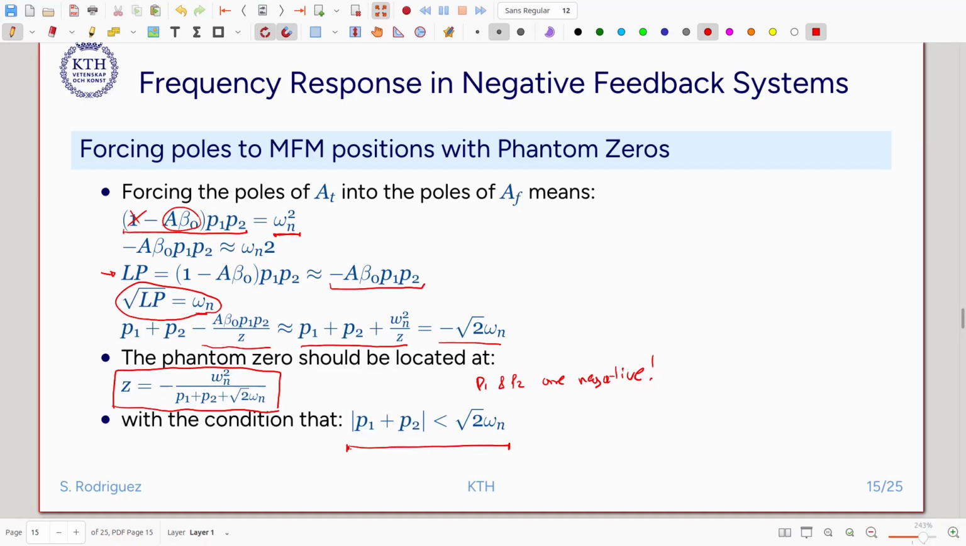But we have to check this one. If this is not possible, it might be that one of the poles that we have here is not really a dominant pole, so we are not able to move that pole into the Butterworth position. So we have to double check that it is possible.